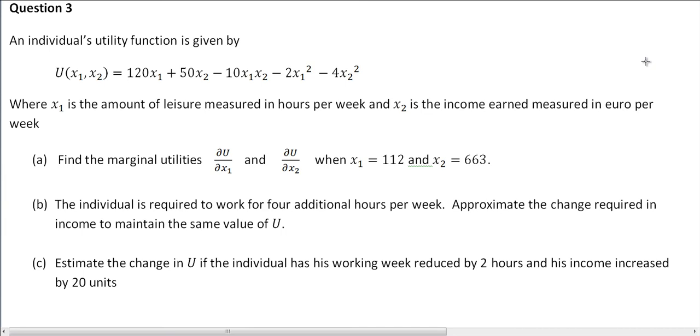So what do they want first? Find the marginal utilities del u del x1 and del u del x2. That means differentiate u with respect to x1 first, and then differentiate u with respect to x2. They want to know the values of those partial derivatives when x1 is 112 and when x2 is 663. Right, so it's clear what I have to do. I have to partially differentiate u with respect to x1 first, and then with respect to x2 later.